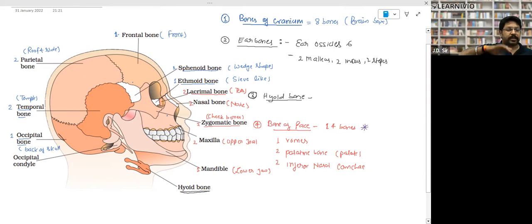You have to go through this diagram multiple times and try to understand the meaning of the bones. What does parietal mean, what does occipital mean, then you will come to know. That's how you have to learn.